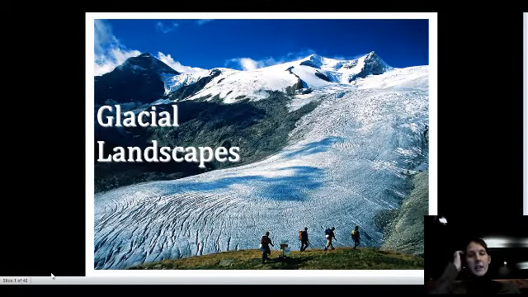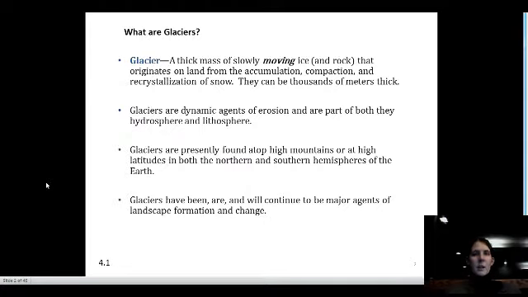Okay, we're going to go ahead and get started. So tonight we're going to be covering Chapter 4, Glacial Landscapes. First we want to start with defining what glaciers are. A glacier is a thick mass of slow-moving ice, typically a composite of ice and rock, that originates on land, either from the accumulation and compaction or recrystallization of snow.